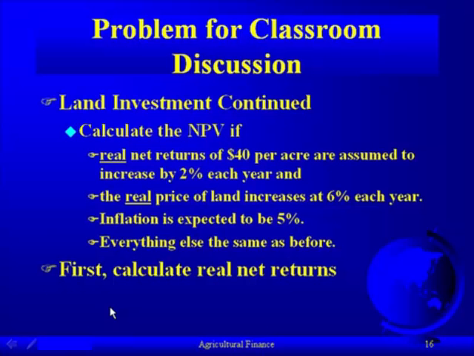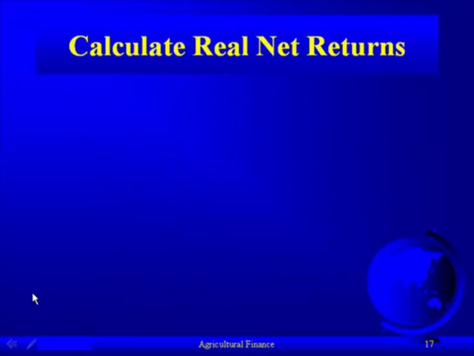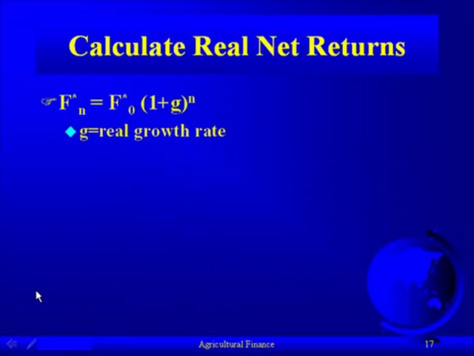To handle this, we're going to first calculate the real net returns that are going to be increasing. They're not constant now, so we have to do some computations. Second, we're going to calculate the nominal net returns, which is something that you've been working on. So the first step is to calculate the real net returns. Again, we're going through a sequential process. We have to solve this piece before we can solve the nominal. We have to know the nominal before we can do the after-tax nominal value. That has to be known before we can find its present value. Again, you have to go through sequential steps.